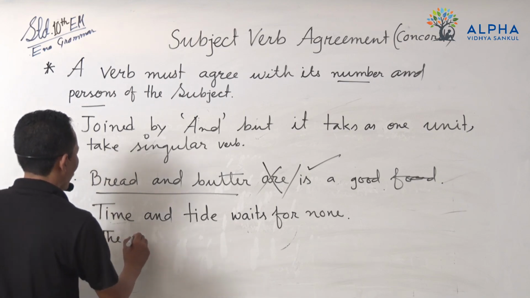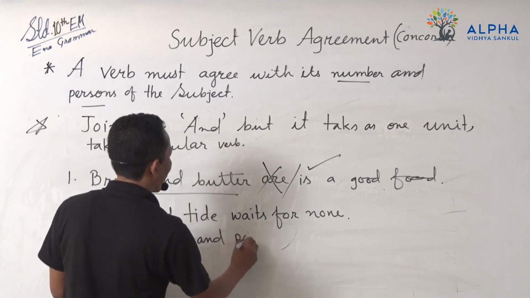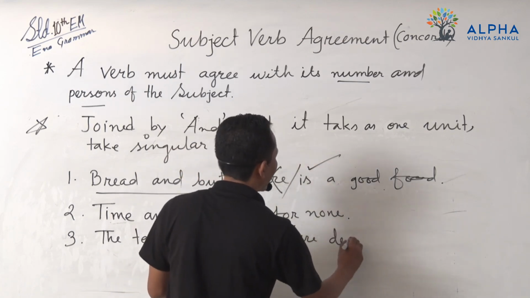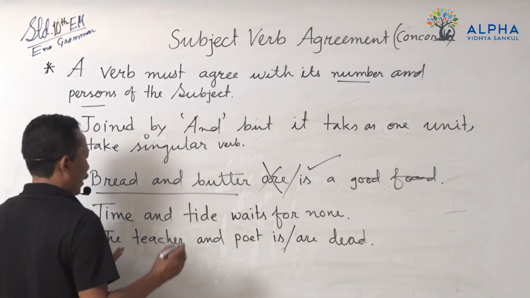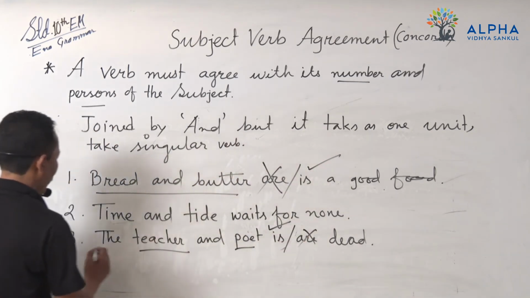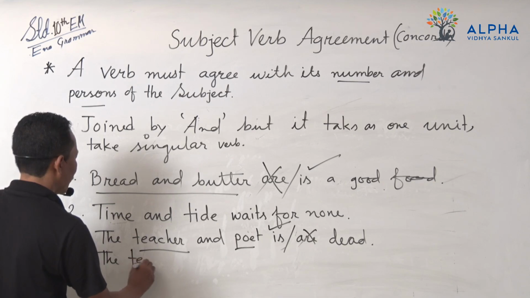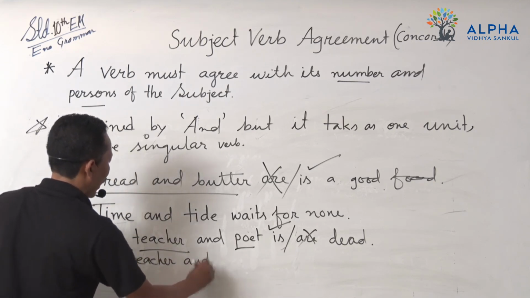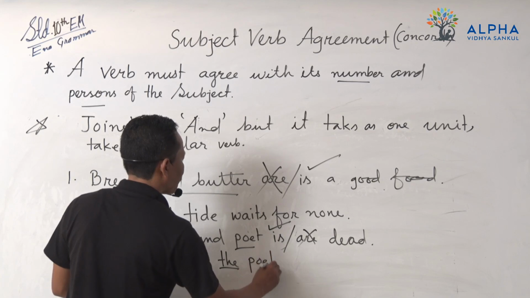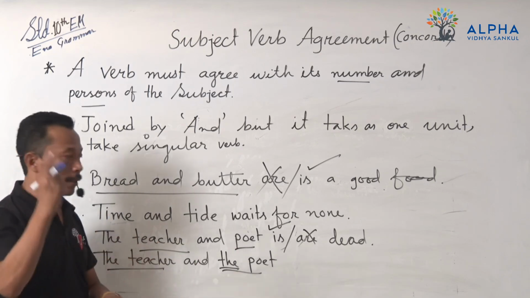Okay? Number 3 is here. The teacher and poet is or are dead? Here only one person, and he was a teacher also, a poet also. Then we have to use is, not are. And one more thing, students, I will give you one more. This is an exception. The teacher, and here this article the again, the poet. Then the teacher and the poet means two persons. Here the teacher and poet is only one. That is why we use is.